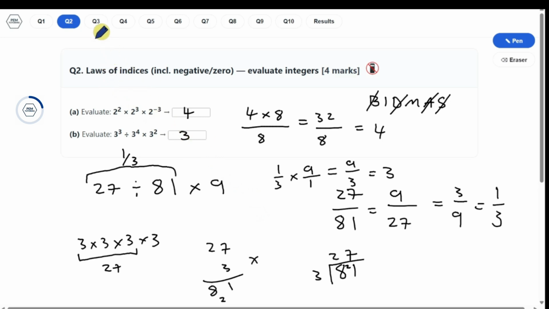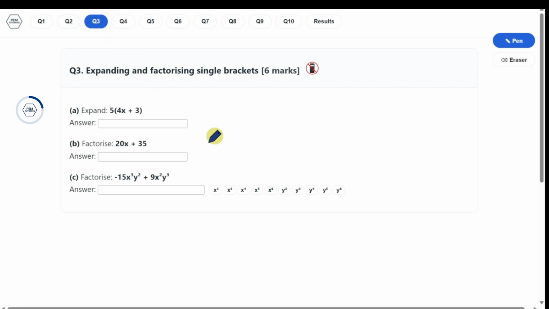Now let's look at question 3. For question 3, we want to expand 5 times 4x plus 3. So we just expand this here, so we put the arrows in. 5 times 4x is 20x. 5 times 3 is 15. And that is done. So now we want to factorize 20x plus 35.